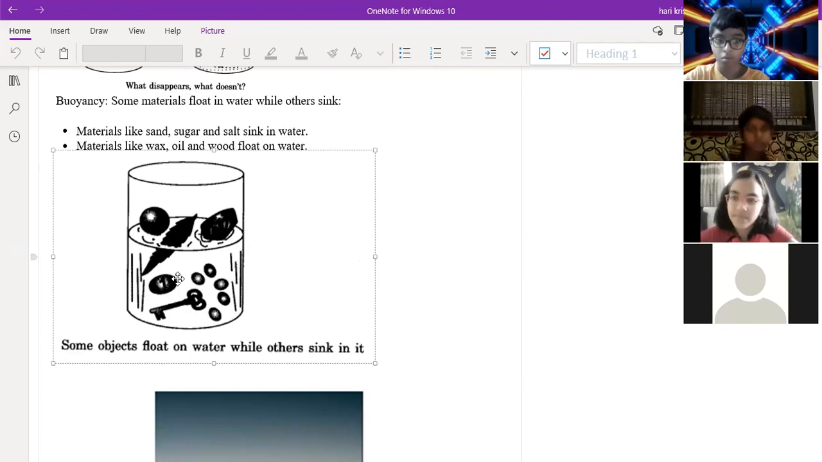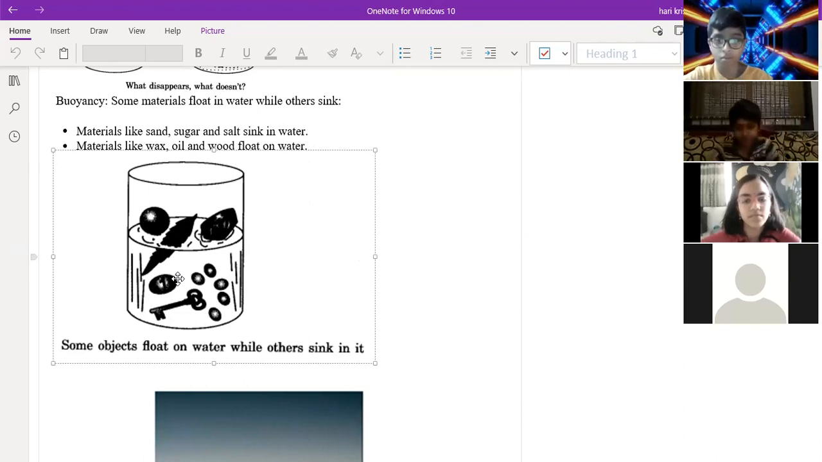Material like sand, sugar, and salt will sink in the water because they have more density than the water. But whichever object is lesser in density than the water will start floating on the water. Okay.